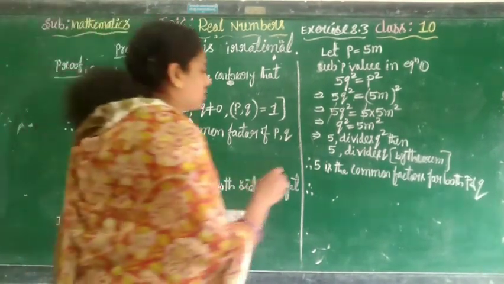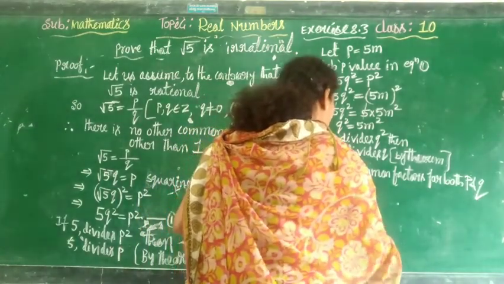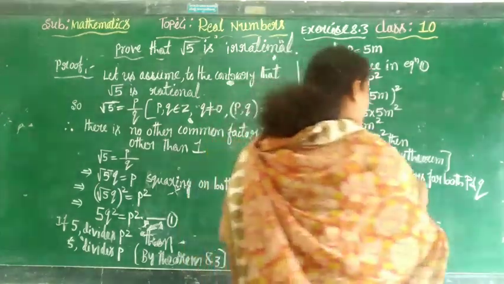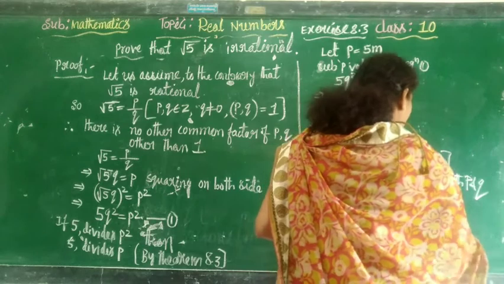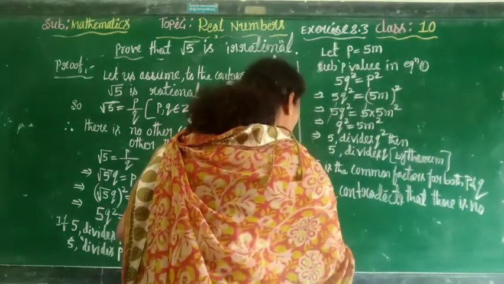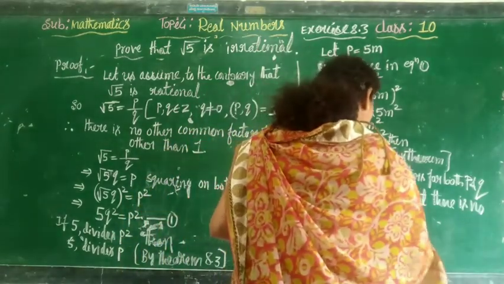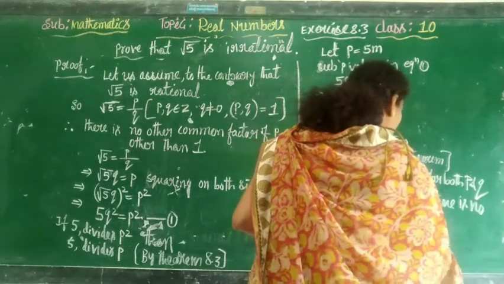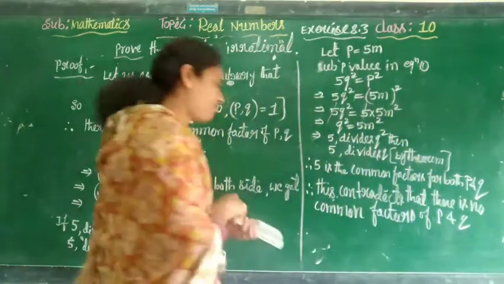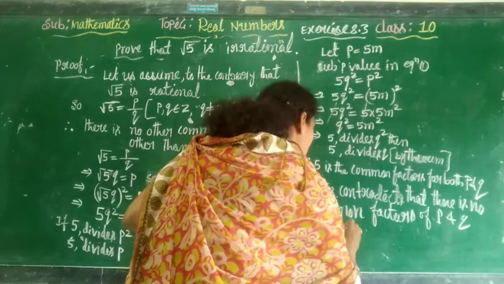So this contradicts that there is no common factors of p and q. Therefore, our assumption is wrong.